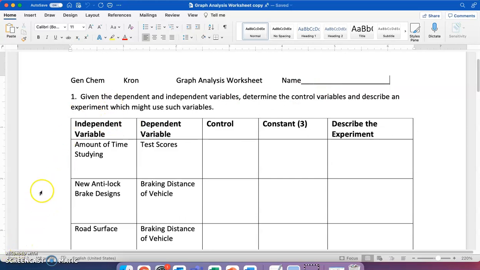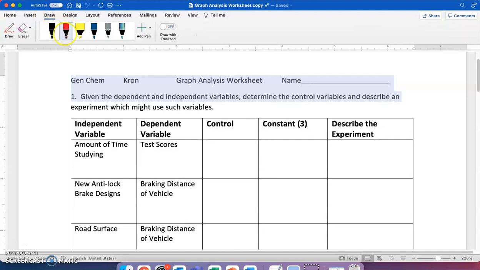And how do I write on this thing again? I think I hit draw. Let's go the red. I like the blue pen. And can we get this? We're good. Okay. So I can draw now.